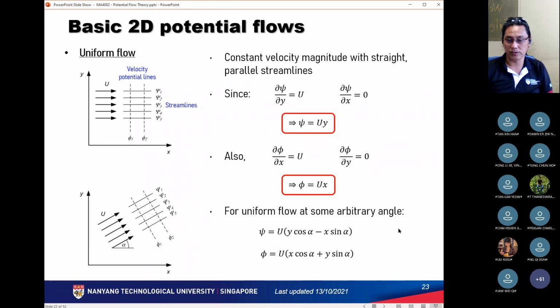Without going through the derivations, you guys can actually do it by yourself, but without going through the derivations, these are the stream functions and the velocity potential functions associated with any uniform flow inclined at some arbitrary angle relative to the horizontal axis.